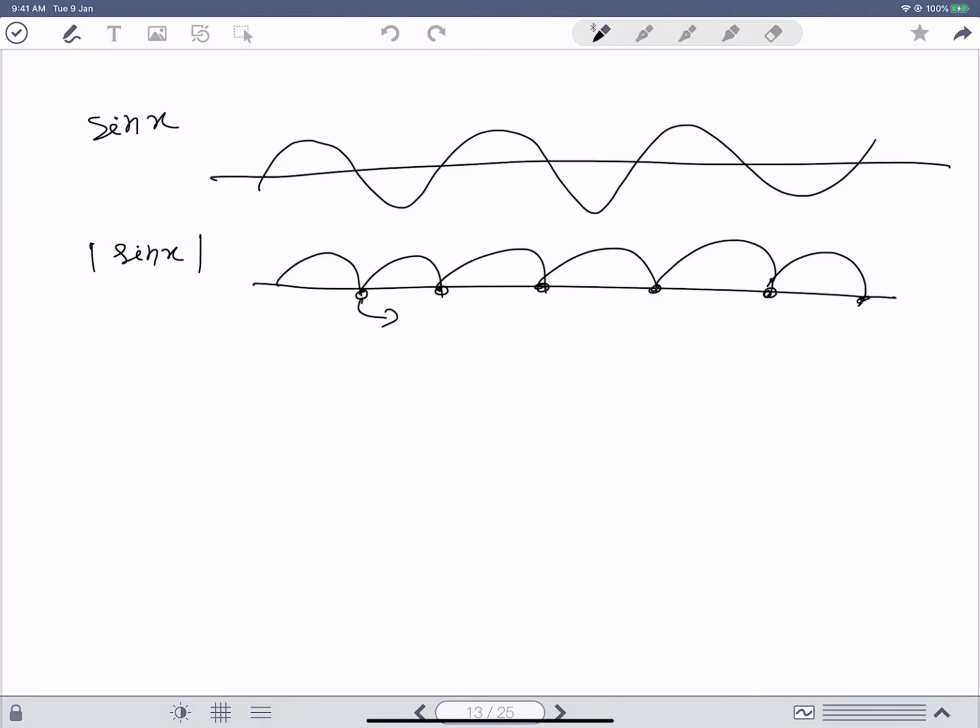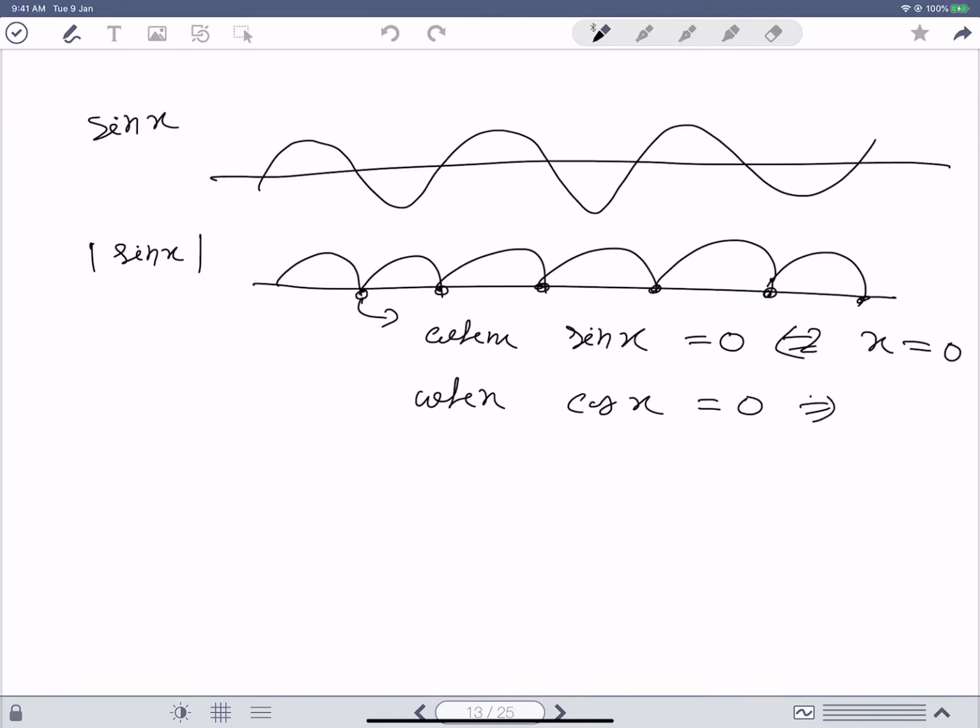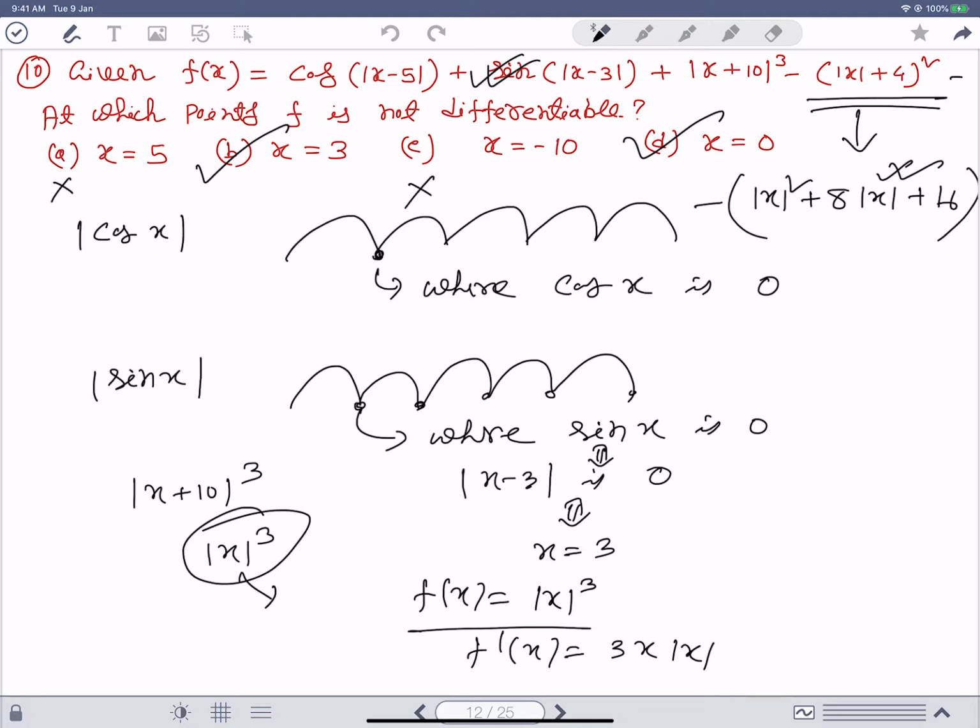And which points are these? When sin x equal to 0, and similarly when cos x equal to 0. Now, sin x equal to 0 is equivalent to saying that x equal to 0, and cos x equal to 0 is equivalent to saying that x equal to 2n plus 1 times pi by 2. So, this one, right. So, anyway, we do not need that in our problem. So, we are talking about the point 0 only.